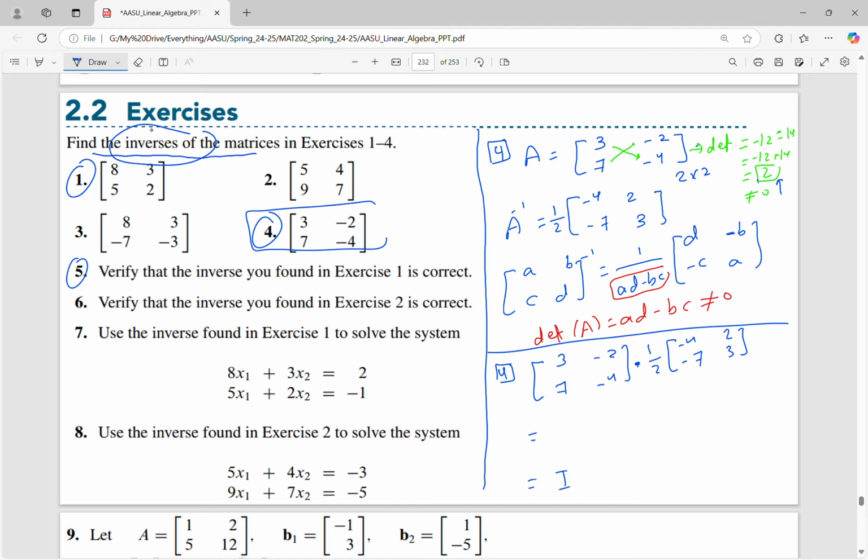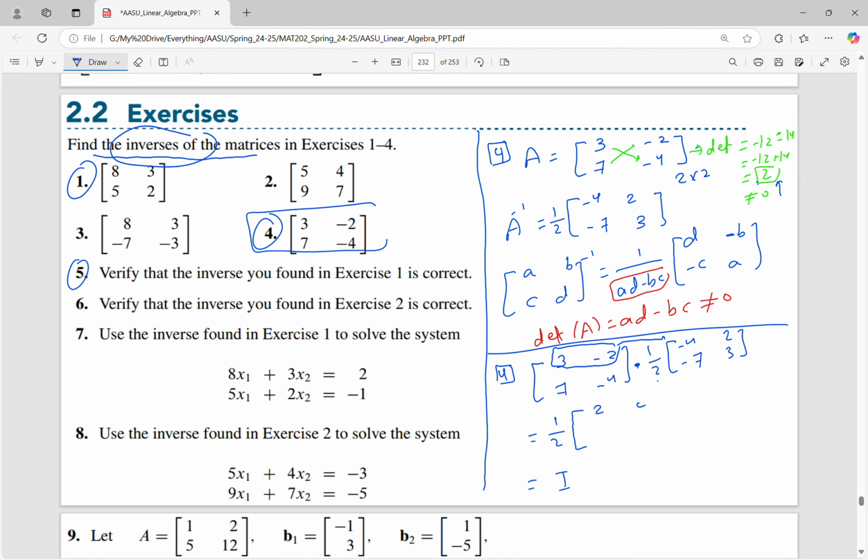So first of all, the half, I can write it just away, like this. And then we multiply. We multiply this row with this column. I'm not going to write the details, but 3 times negative 4, that's negative 12, plus 14, that's 2. 3 times 2, 6, minus 6, that's 0. 7 with negative 4, this will be 0. 14 minus 12, this will be 2. And because it's multiplied with half, it will be 1, 0, 0, 1. And this is exactly the identity, so we are okay.